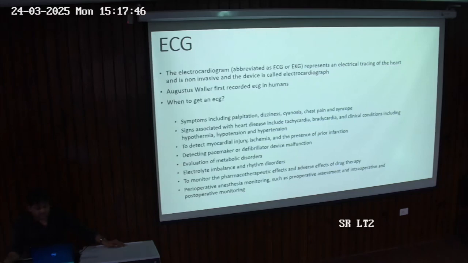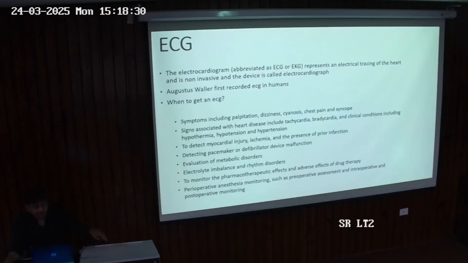The signs associated with heart disease include tachycardia, where the heart rate is increased, or slow heart rate, bradycardia, or some clinical conditions like hypothermia. The patient comes to the emergency with hypotension or sudden onset of high blood pressure. To detect myocardial injury and ischemia is the foremost and first indication of the ECG. Detecting a pacemaker or defibrillator device, and evaluation of metabolic disorders in the form of electrolyte disturbances, hyponatremic changes, hypokalemia, hyperkalemia, all these can be assessed by the ECG.